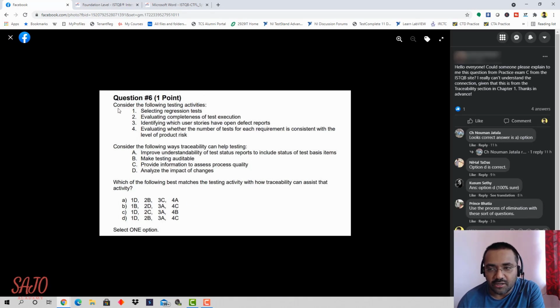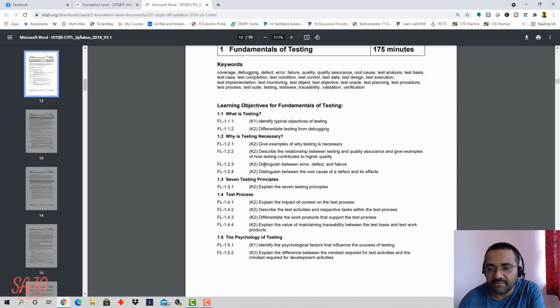Okay. So what she asked is, could somebody please explain me this question from practice exam C from the official ISTQB website? I really can't understand the connection given that this is from the traceability section in chapter 1. Okay, so before we go to this question, I have the syllabus open.